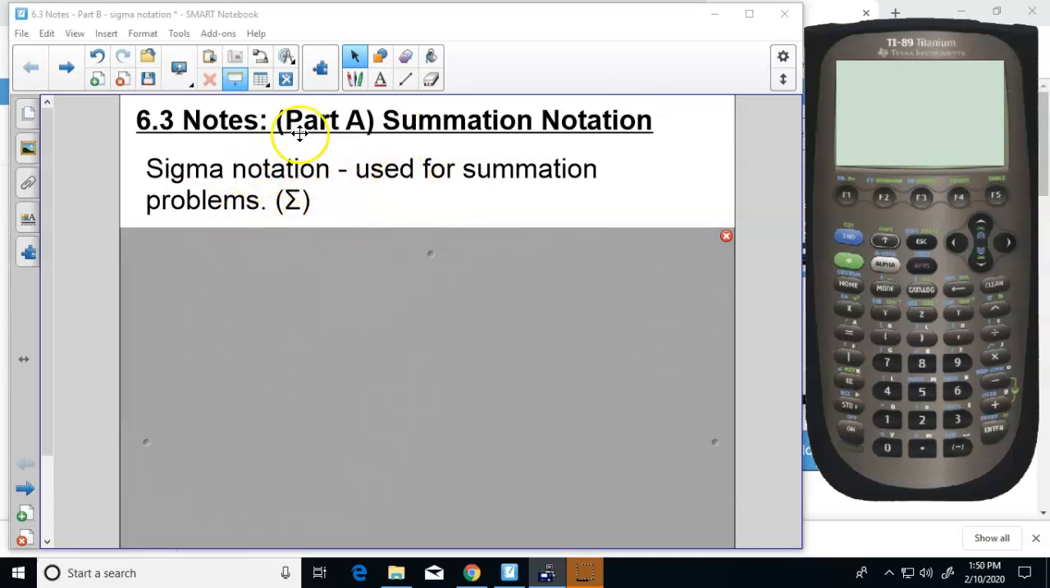You'll see it on sororities and fraternities everywhere. It seems like it's a popular one. But it is also a mathematical symbol that we will use.